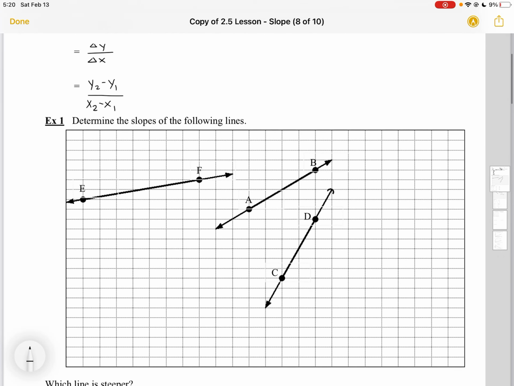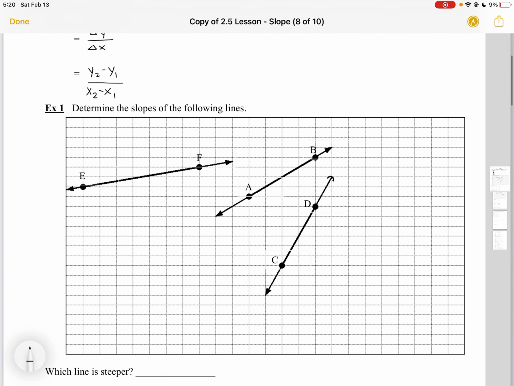So in example 1, we're asked to determine the slopes of the following lines. In order to do that, we need to determine the rise of the line and the run of the line. To do that, we're going to draw what's called a rate triangle. So I'm going to draw across from one point. This is going to form my base of a right angle triangle. And then I'm going to draw up to meet the next point at my next line.